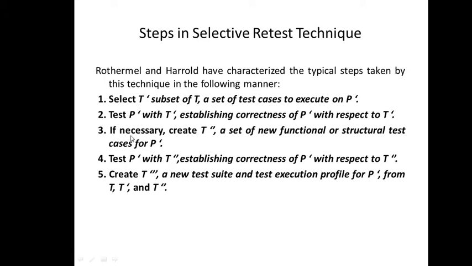If necessary, create T dash dash, a set of new functional or structural test cases for P dash. Say new functions are added, so you need to have some extra test cases also. If only modifications are there, we simply select a subset. From T dash, only a subset has been taken up. But if the modification involves adding new functionality, then we need to create more test cases, that is T dash dash. Then once you create T dash dash, now test this P dash with T dash dash, again establishing the correctness of P dash with respect to T dash dash. Right?